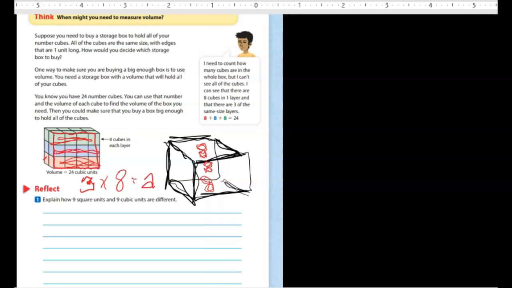And 3 times 8 is 24. Now remember that I said we would label it with that little 3. So we would say this doesn't say feet or inches, so I would just say units. So I could say that that's 24 units cubed. That's how we find volume.